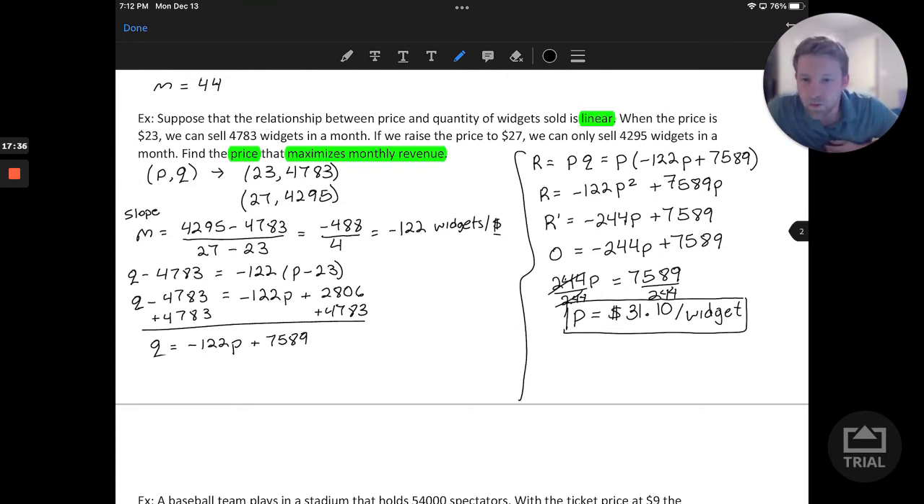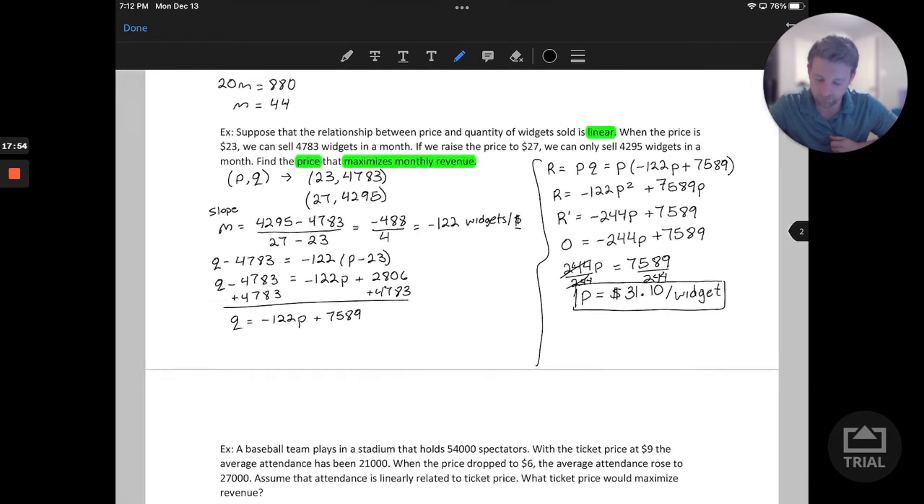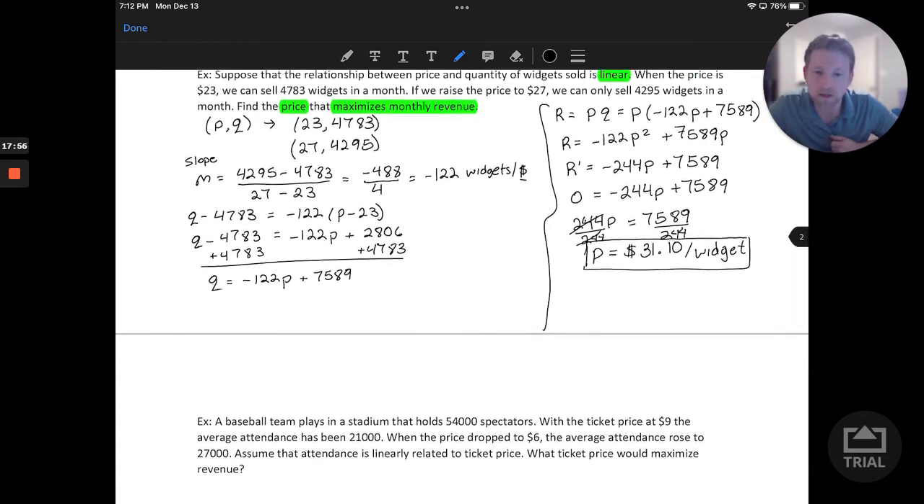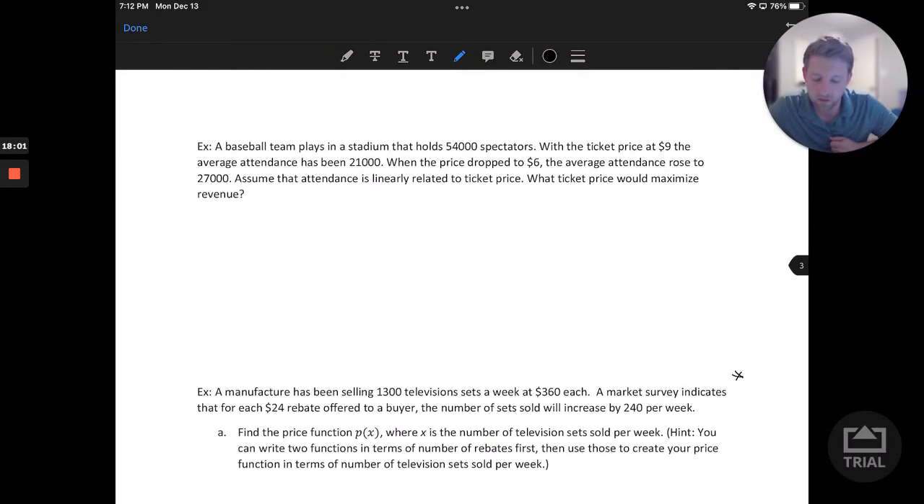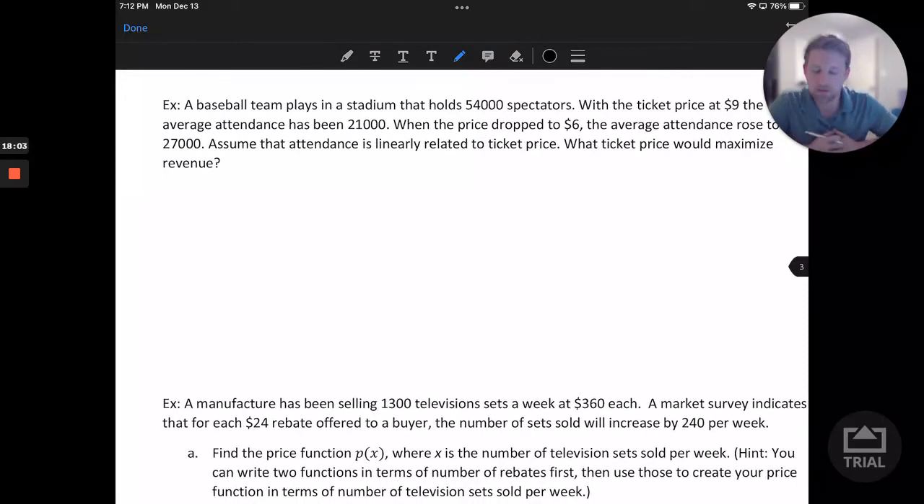So this is, again, the price that will maximize that monthly revenue. It looks like based on those data values, we should increase our price just a little bit to go ahead and maximize our actual revenue. Let's take a look at one more linearly related problem. This will finish out this video.